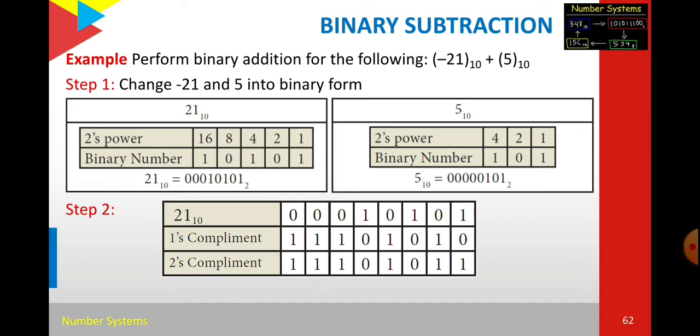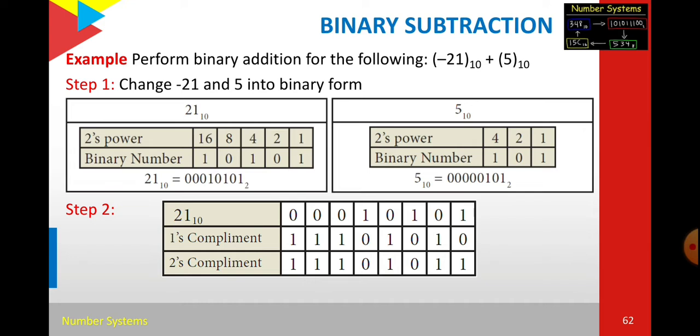Now we are going to calculate the 2's complement of this given number. If you want to calculate the 2's complement, you first find the 1's complement and add 1 to that number. See the second step: 21 base 10. What is the positive binary number for this number? 0 0 0 1 0 1 0 1.